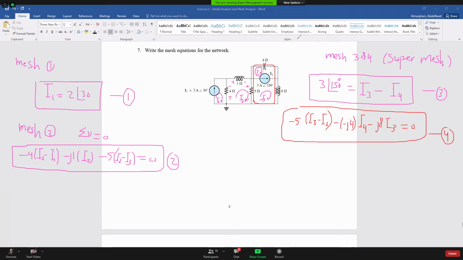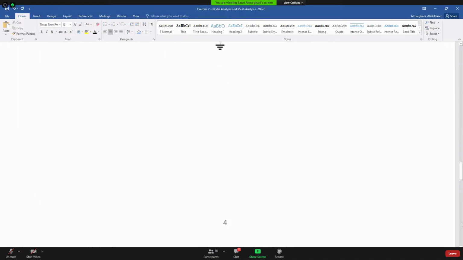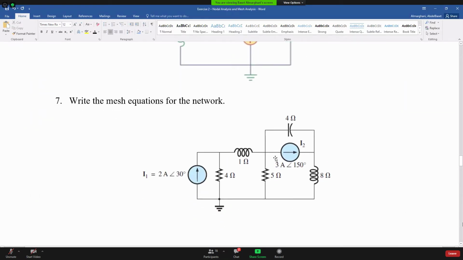So I'm gonna delete this, and I'm actually gonna make this shape bigger so we can see these. Okay, so current here, I3. Current here, I4. So the polarity according to this current in this loop is like this. And the polarity in this one is like this. The polarity of the voltage. Because there is current source between them, I'm going to use the super mesh.